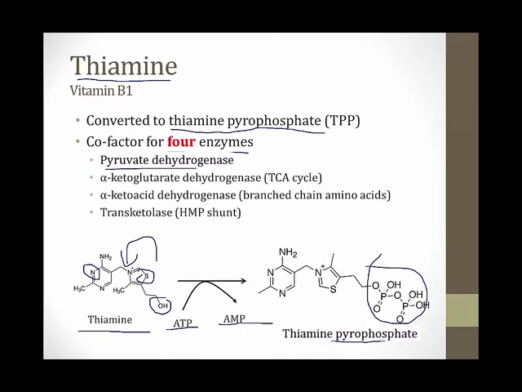The first one is pyruvate dehydrogenase. We'll talk about this in a minute. Also alpha-ketoglutarate dehydrogenase, which is part of the TCA cycle, and also alpha-keto acid dehydrogenase, which is important for metabolism of branched-chain amino acids. And then the final enzyme is not a dehydrogenase. It's called transketolase, and it's part of the HMP shunt.